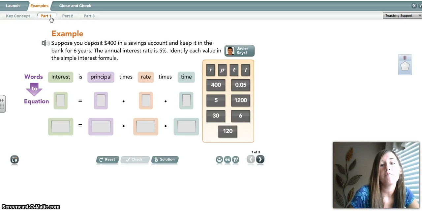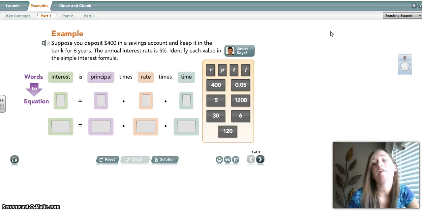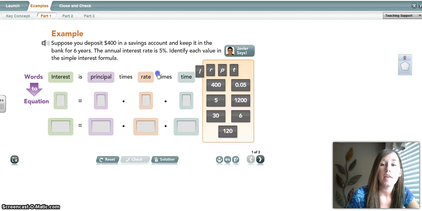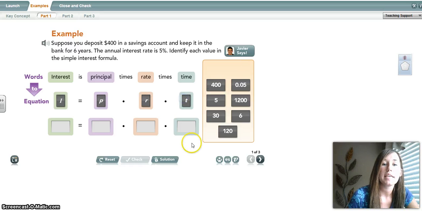Suppose you deposit $400 in a savings account and keep it in the bank for 6 years. The annual interest rate is 5%. Identify each value in the simple interest formula. First, we'll look at the variables. The interest is represented with I, principal, P, rate, R, and time, T. The amount of interest we don't know at this time.